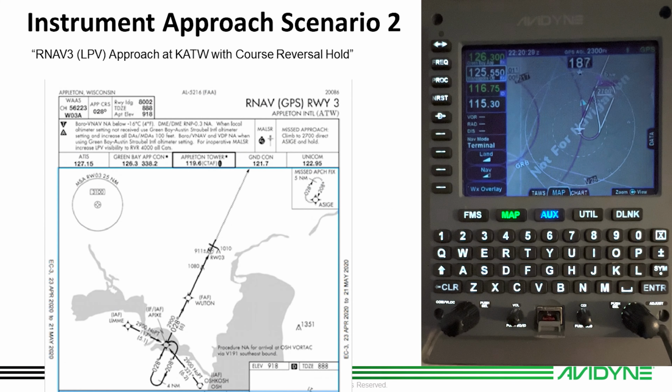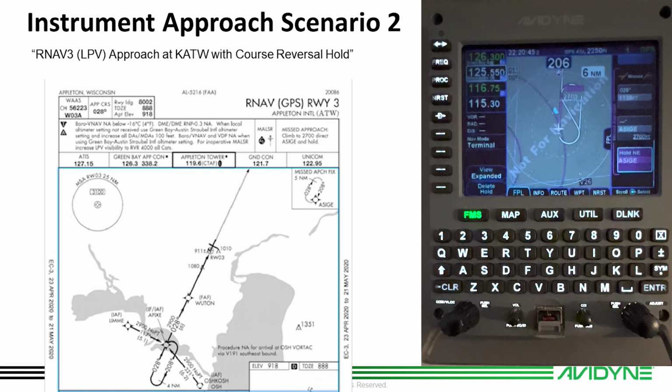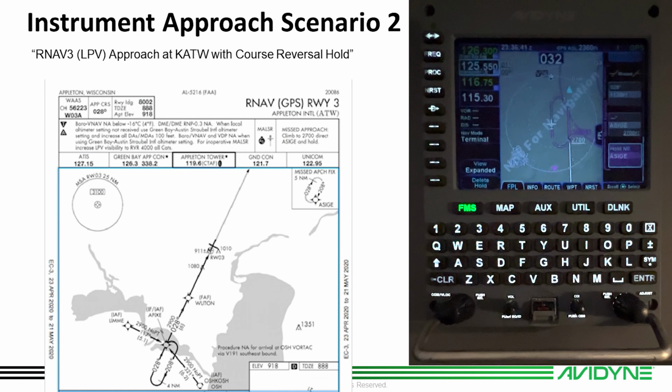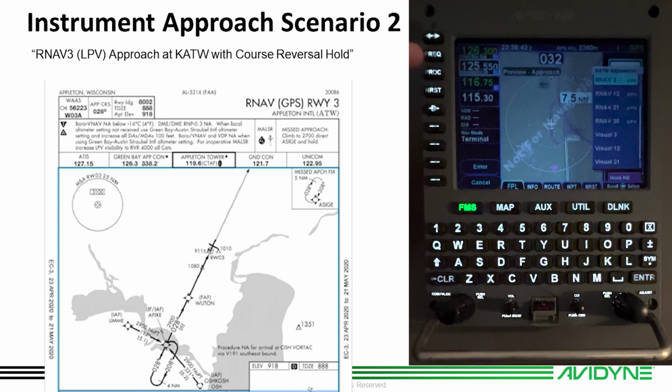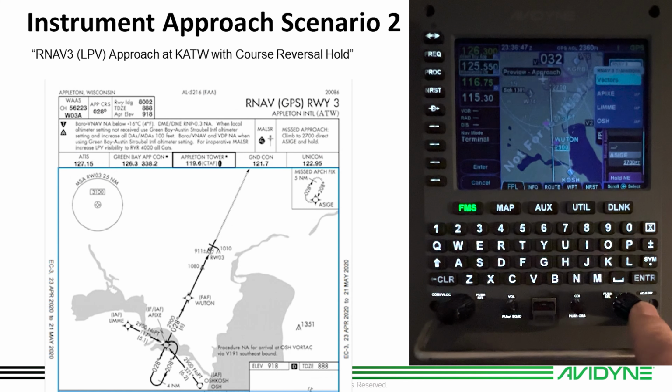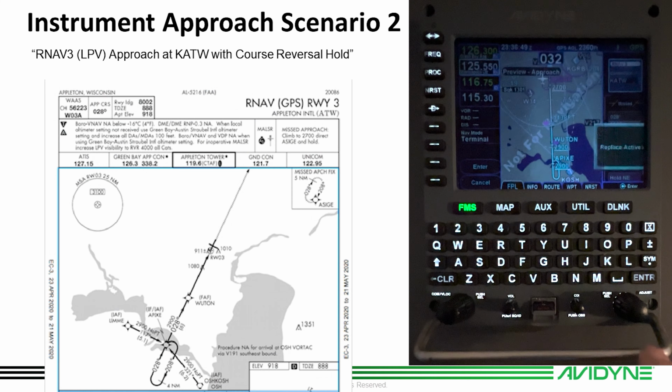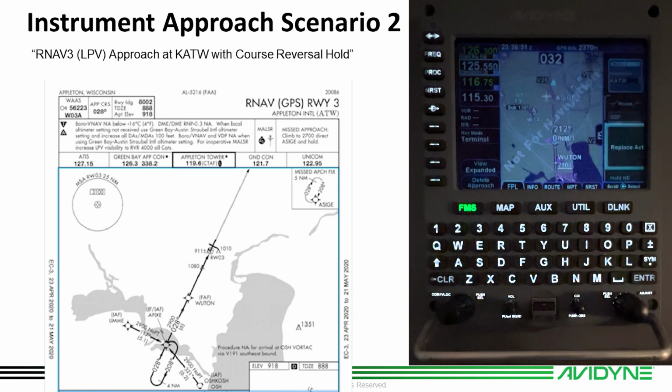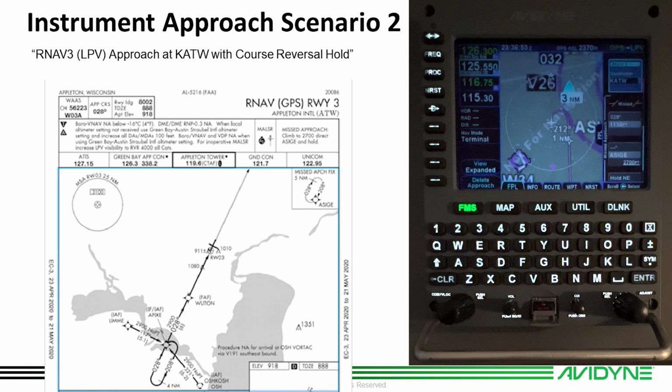While in the hold, let's reload the RNAV3 approach by hitting the proc key. We select RNAV3, and this time we select the Apixie transition and enter. You will see the prompt that says Replace Active Approach, which you can either touch to accept or hit the Enter key. Once you accept the new approach and we are cleared by ATC, the Atlas FMS will turn and exit the hold and proceed direct to the Apixie waypoint.